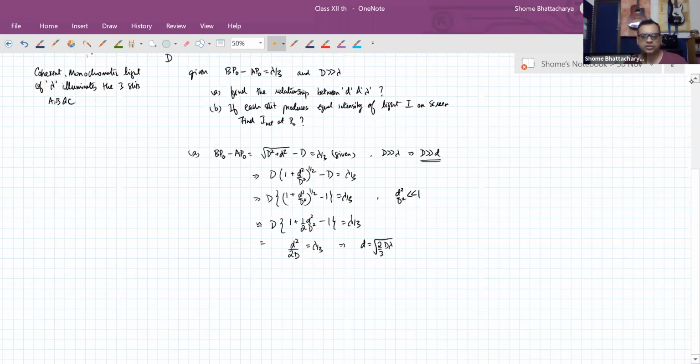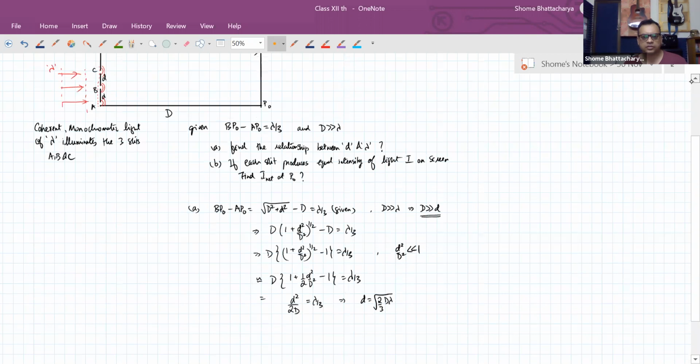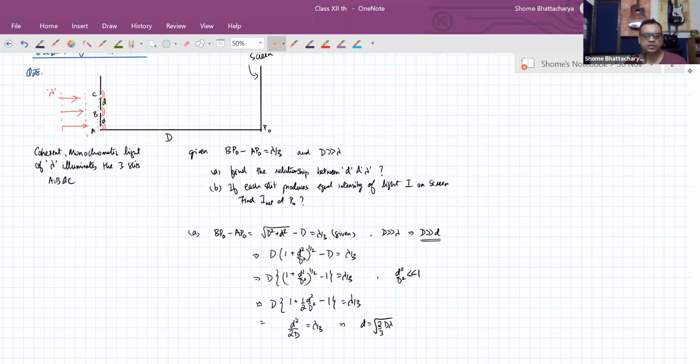Now we will use a similar method of approximation using the binomial approximation concept to come to the second part, where we'll see the phase difference between light coming from A and B, and then the phase difference between light coming from B and C. Okay, and from that we will calculate the net intensity. But make sure you're clear with this part first, all of you.